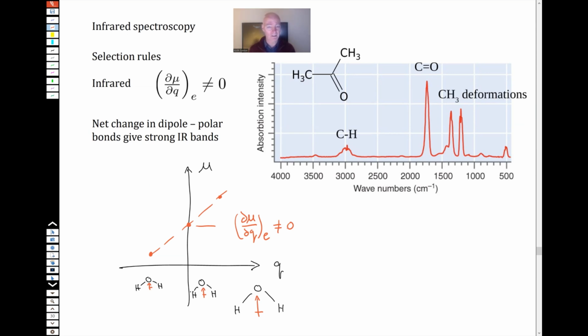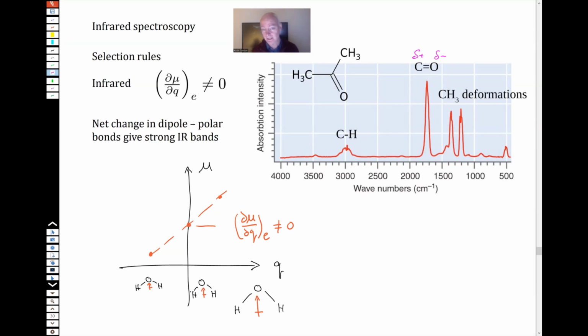It's not a particularly complicated concept. What it's really saying is that the net change in dipole will give you strong infrared bands. So typically, stretching a polar bond will make a big difference. If you think about it, this is a polar bond. Carbonyl, delta plus, delta minus.